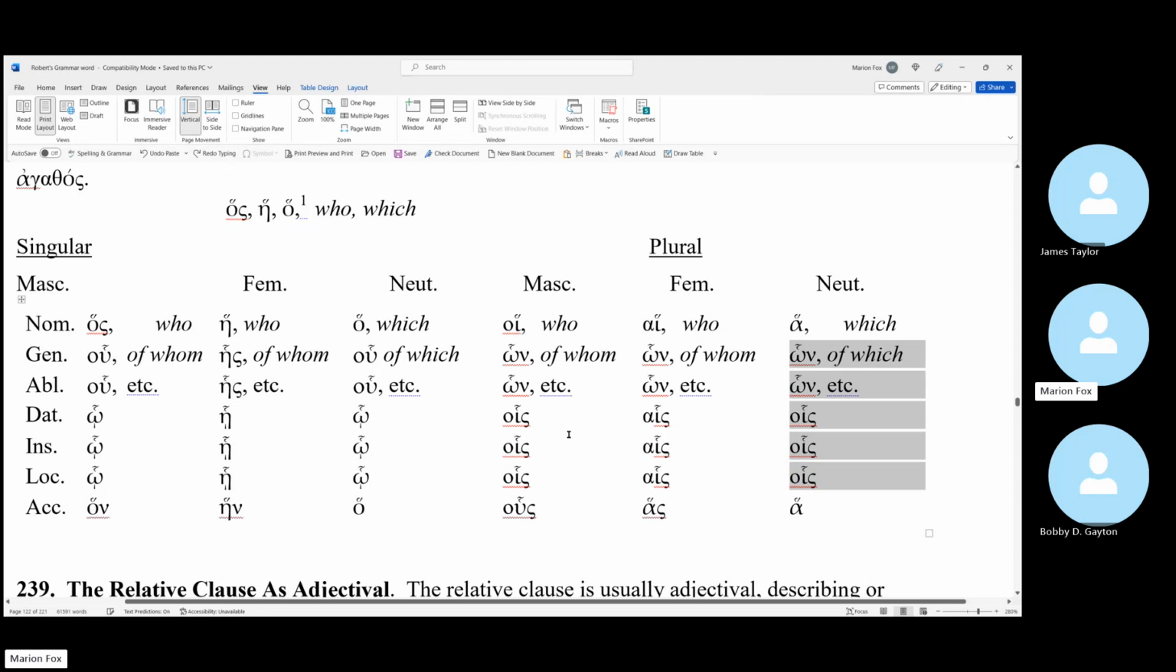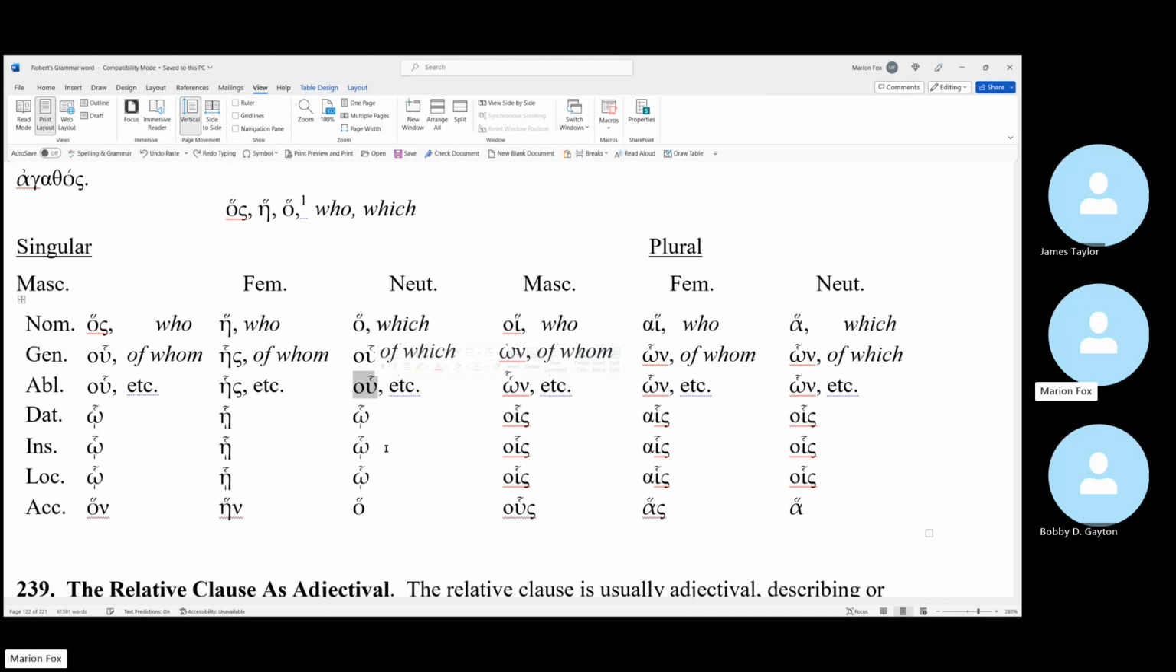So again, the genitive, ablative, dative, instrumental, and locative in masculine and neuter are the same in both singular and plural. That means if you have one of these relative pronouns, such as right here, you don't know whether it's masculine or neuter. The context will have to tell you. Sometimes it's hard to tell. Any questions about that?